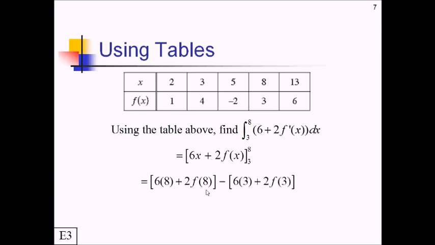And I'm going to do a little more simplifying here. I can't just leave it with f. So we've got 48 plus 2 times, let's see, what's f of 8? f of 8 is 3, so 2 times 3 is 6. And over here we've got an 18, and 2 times f of 3, well, f of 3 is 4, so 2 times that is 8. So 18 plus 8 over there. So this is then 54 minus 26, which is going to come out to 28.